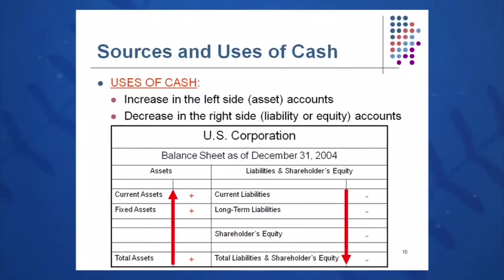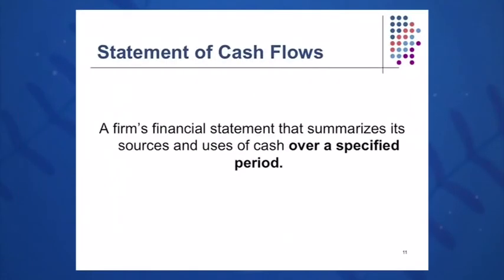Uses of cash are exactly the opposite. So if our left side balance sheet item goes up, we buy some inventory, that's a use of cash. So left side balance sheet item up, right side balance sheet item down, those are uses of cash. And that's an easy way to remember it, looking at the balance sheet.